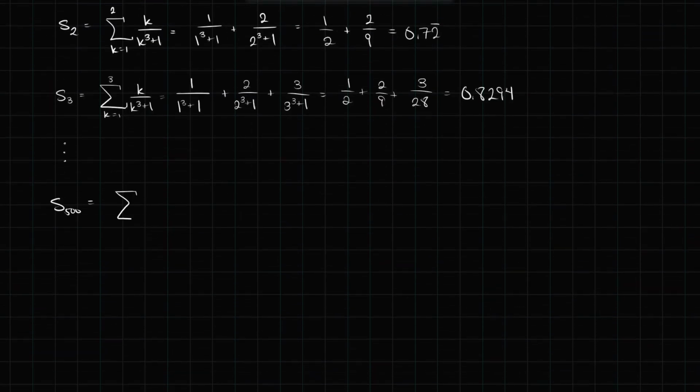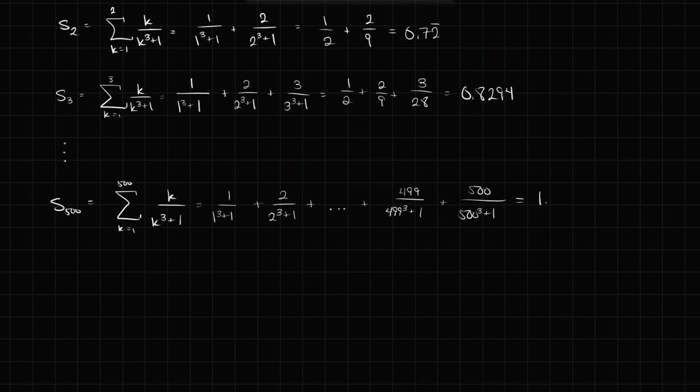S500, which would be the sum k going from 1 to 500, k divided by k cubed plus 1, which is 1 divided by 1 cubed plus 1, plus 2 divided by 2 cubed plus 1 plus dot dot dot plus the last two terms, 499 over 499 cubed plus 1, and then 500 over 500 cubed plus 1, which in decimal is 1.1018. And believe it or not, if I tried S501, a lot of dots there, but I would get 1.1018. And so what you see is that, by the way, it's not changing as I move from 500 to 501. That means that the limit exists.